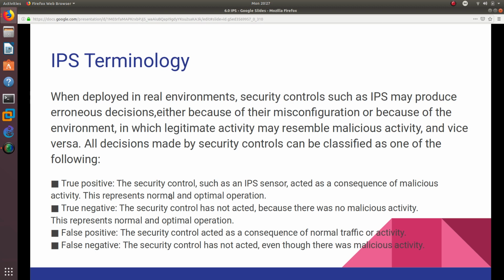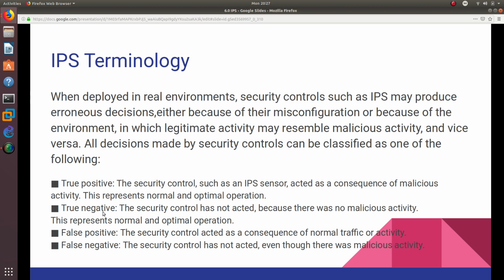So true positive, something that you want. The security control, such as an IPS sensor, acted as consequence of a malicious activity. This represents a normal and optimal operation. So that means that we got malicious traffic and it was stopped.